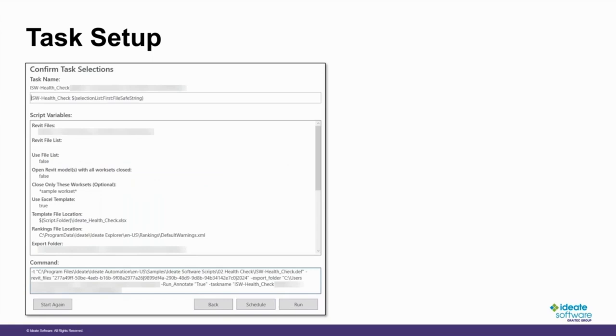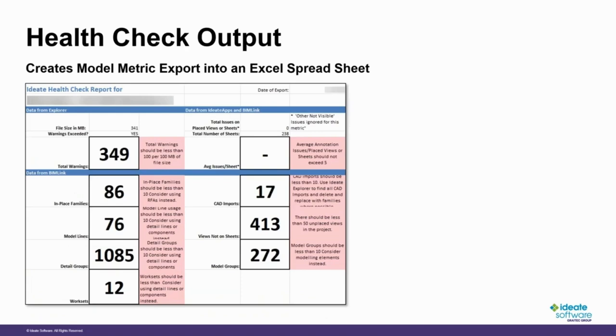And finally, once you click the next button, you'll just review your settings, and you can either run this immediately or schedule it. And this is the output that you get. So this is a really great starting point to get a snapshot of the model health of your project, and it could help you prioritize what you might need to clean up, what you maybe don't need to focus on as much for model cleanup.